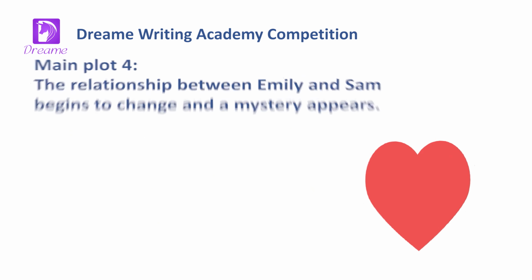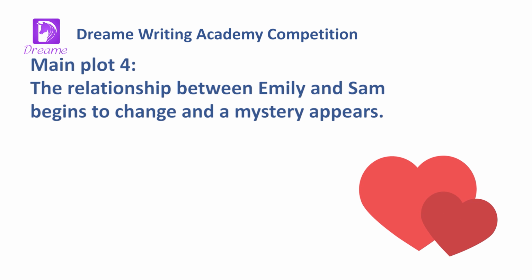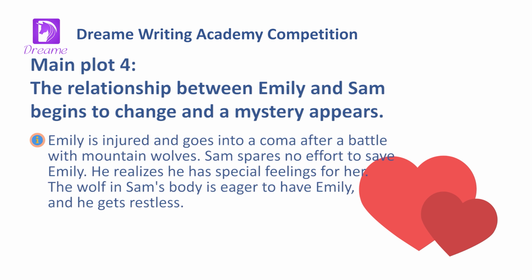For our main plot number 4, the relationship between Emily and Sam begins to change, and a mystery appears. Emily is injured and goes into a coma after a battle with mountain wolves. Sam spares no effort to save Emily. He realizes that he does indeed have special feelings for her. The wolf in Sam's body is eager to have Emily, and he gets restless. He finds out the mysterious wolf pack's real target is Emily, so he protects her by keeping her in his room. He won't allow her to leave, and then he goes out on his own to find out the truth.